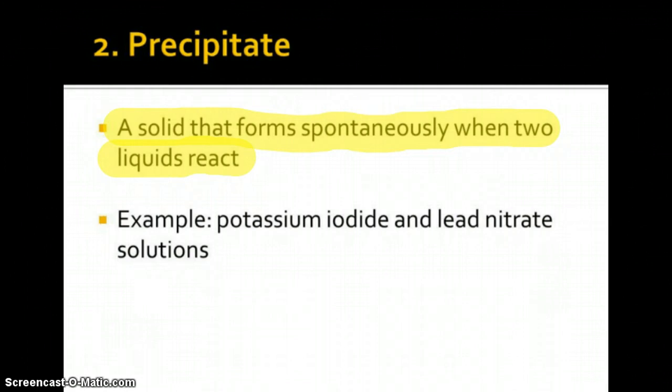We're going to watch an example, which is potassium iodide, element K bonded with element I, potassium iodide, and lead nitrate. Nitrate is NO3, so talking a compound there. We're going to watch those two interact.